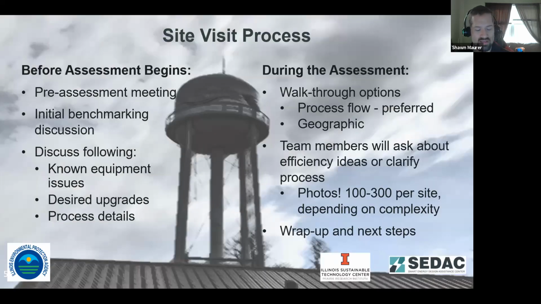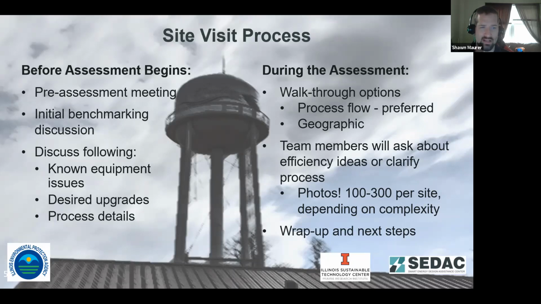So what should you expect during the site visit itself? The first thing we usually do when we come out is a pre-assessment meeting. So we'll meet with you in person, or we can also do these site visits during a remote visit if you're more comfortable with a remote visit due to the COVID situation now.